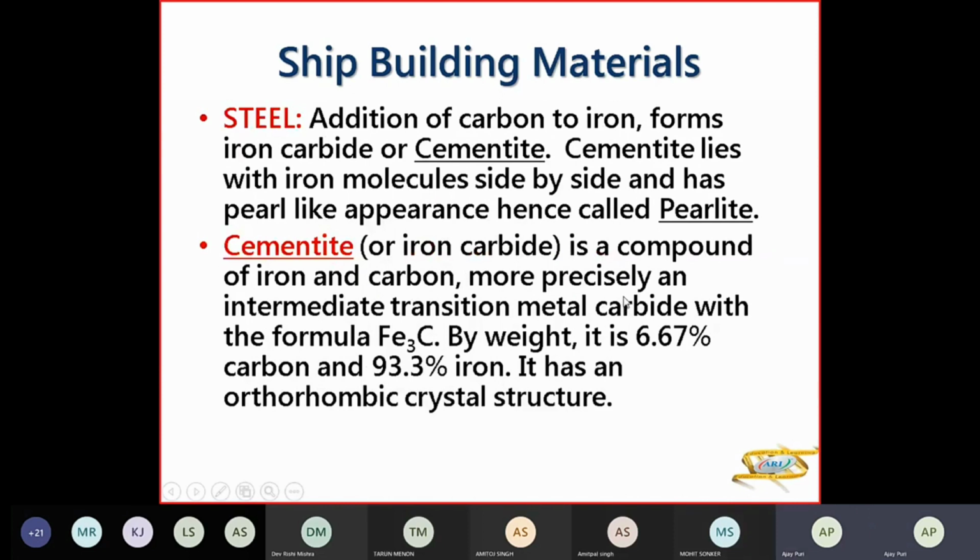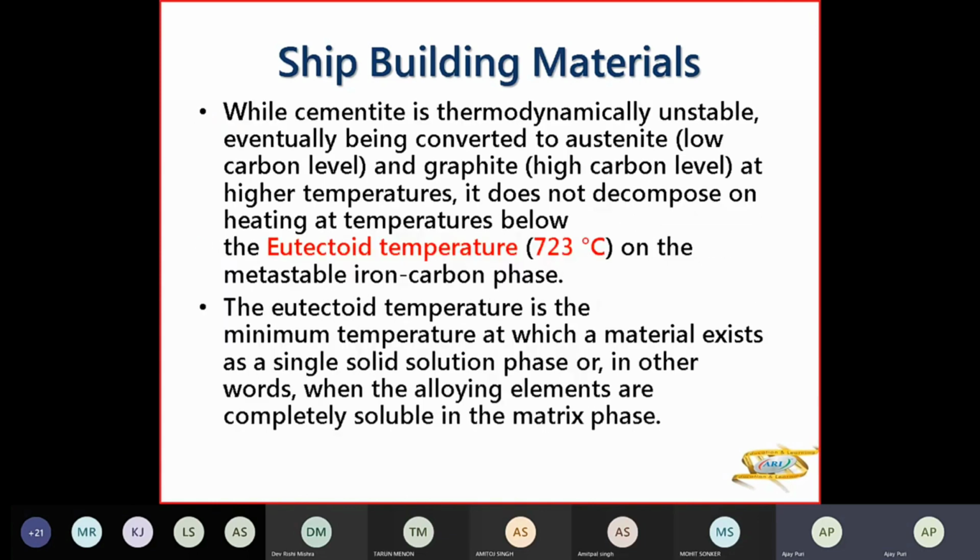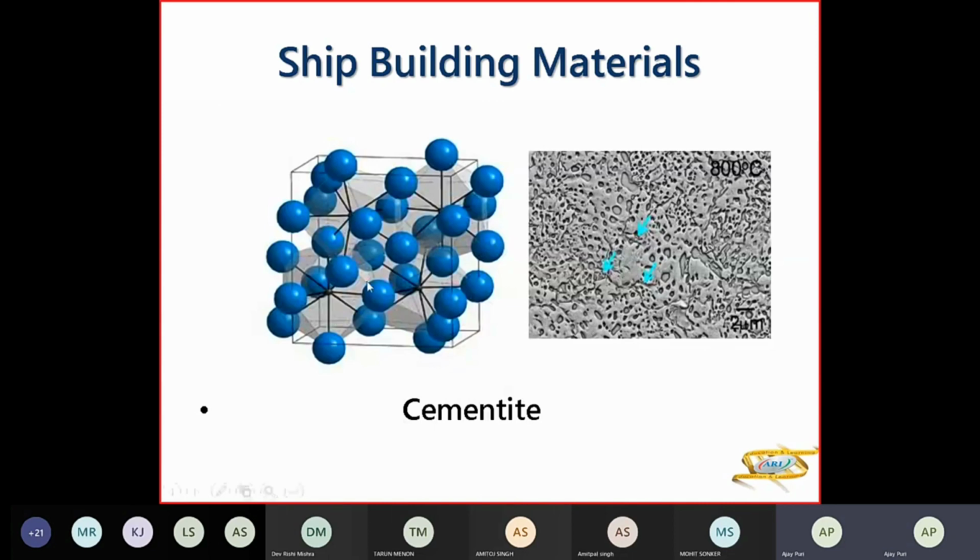So this is iron carbide, a compound of iron and carbon, more precisely an intermediate transition metal carbide with the formula Fe3C. By weight, the carbon is 6.67%, while iron by weight is 93.3%, and the crystal structure is orthorhombic. That means the joint is here, rest on the side, so the orthorhombic crystal structure is there.